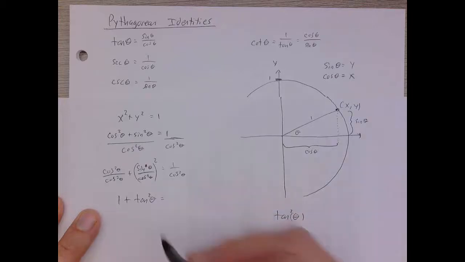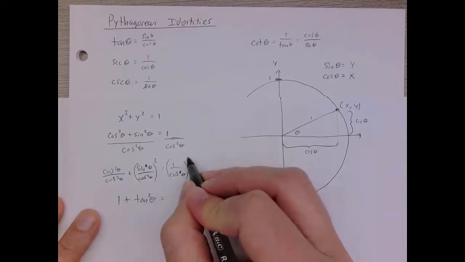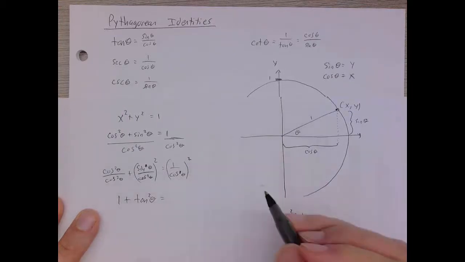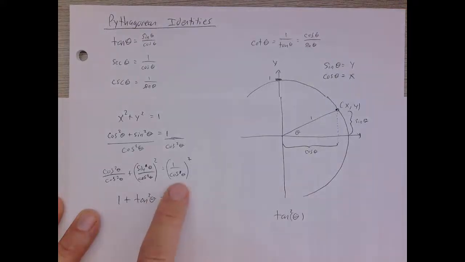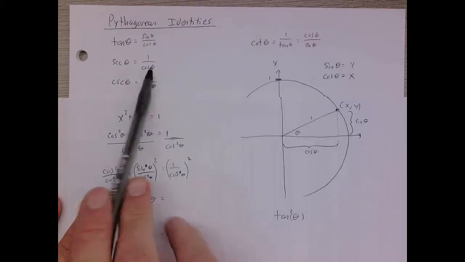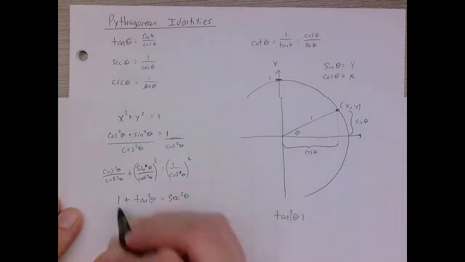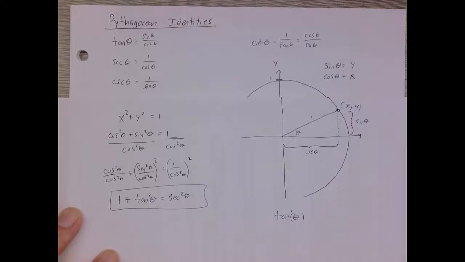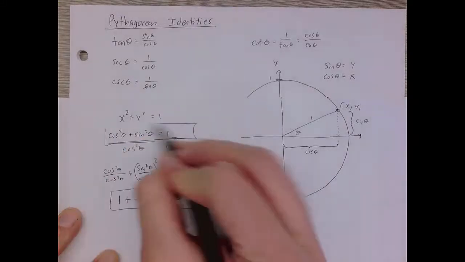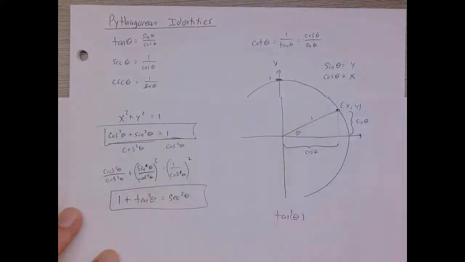1 over cosine squared is the same thing as 1 over cosine, quantity squared. What's that equal to? Think about it, or move your eye up the page a little bit. Aha, so 1 over cosine is secant. So that means this must be secant squared. So this is another form of that same original identity. Here we've got sine and cosine. Here we've got tangent and secant.